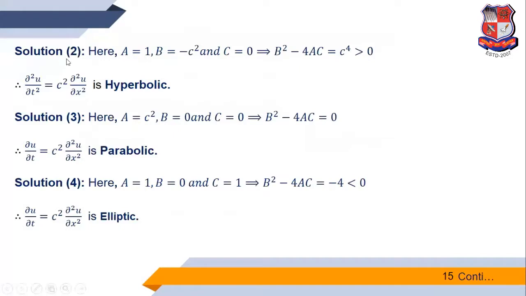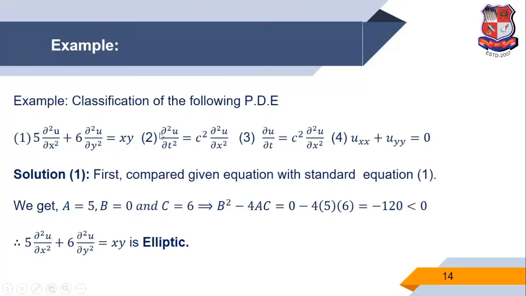In the second example, the coefficient of del square u by del t square we call A. So A is 1. Now this term we transfer to the left hand side. So the equation is del square u by del t square minus c square del square u by del x square is equal to 0. So obviously A is 1, the middle term B equal to 0 and the last term C is equal to minus c square.